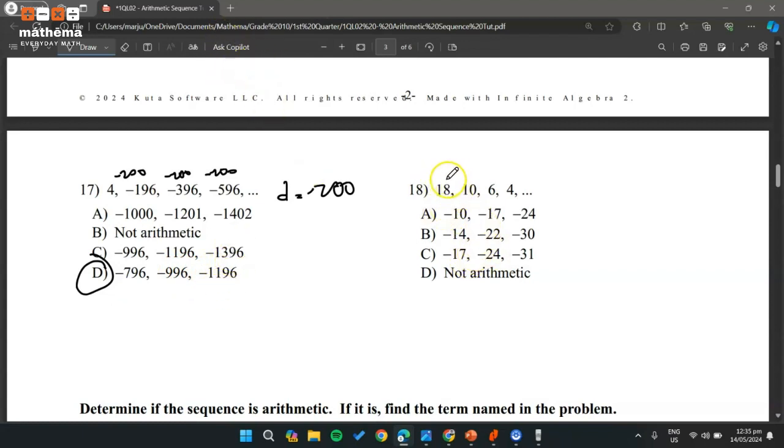So let's do number 18. Ten minus 18 is just negative 8, and this is negative 4, and this is negative 2. As you can see, we don't have a constant difference, so this is not arithmetic. So our answer will be letter D.